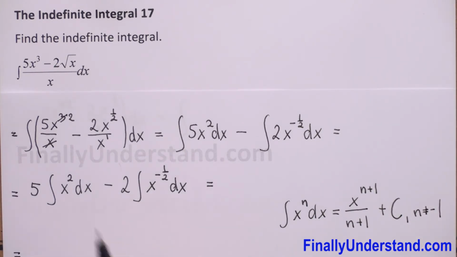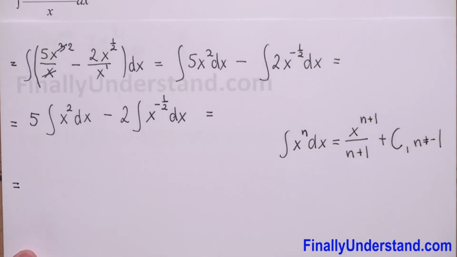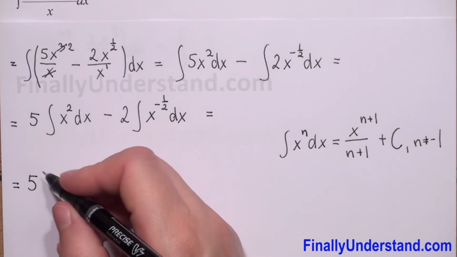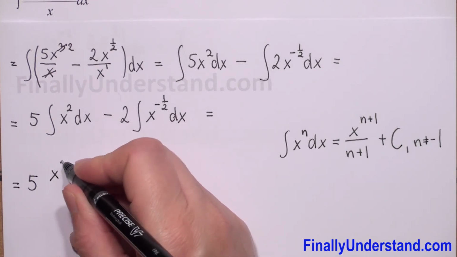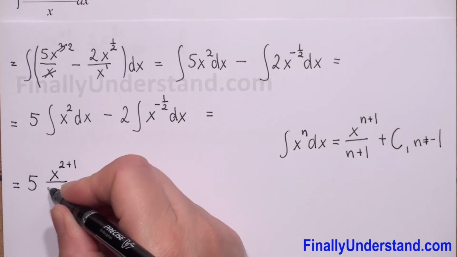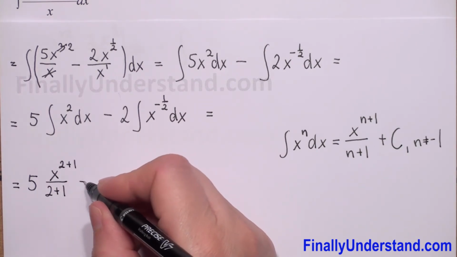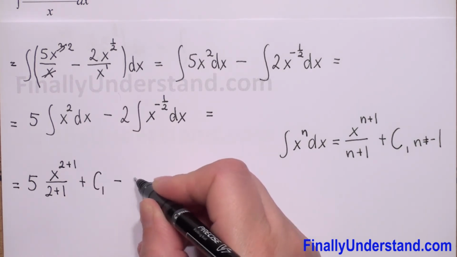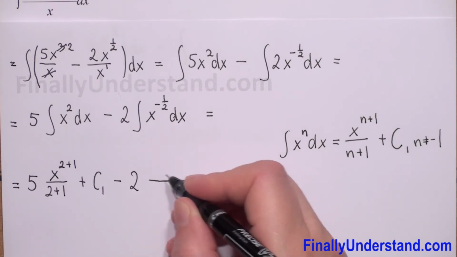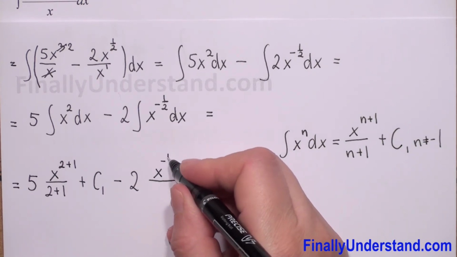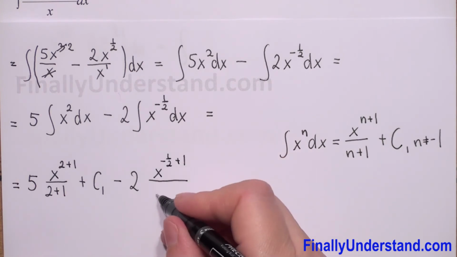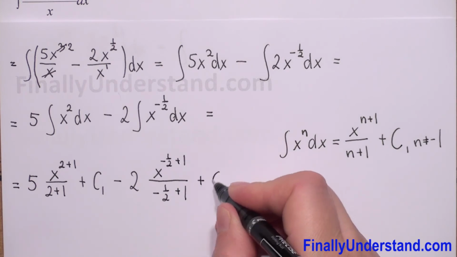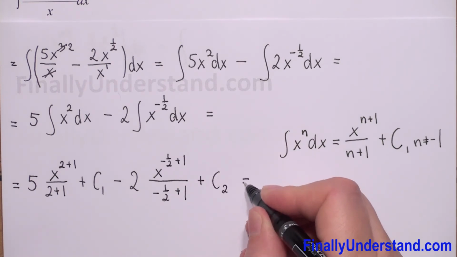So in our case, in the first integral, we will first copy 5. Our n is equal to 2, so it will be x to the power 2 plus 1 over 2 plus 1 plus, we have the first integral, so I will put c1, minus 2, and we have in the numerator x to the power negative 1/2 plus 1 over negative 1/2 plus 1 plus constant c2. This is equal.